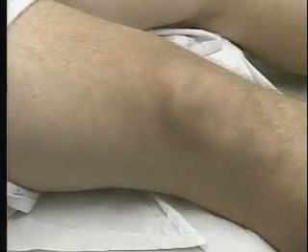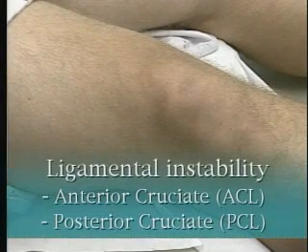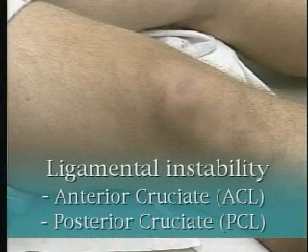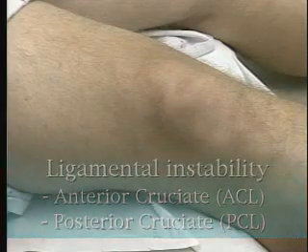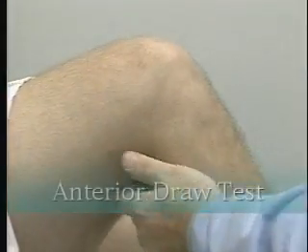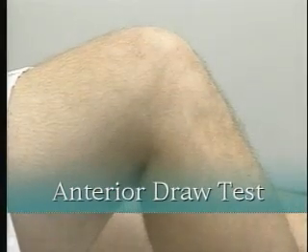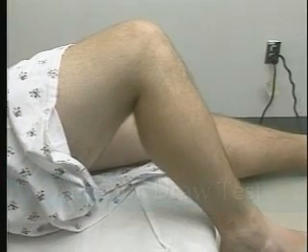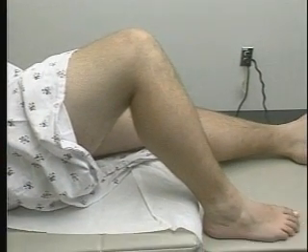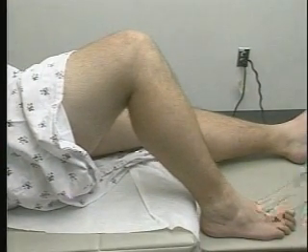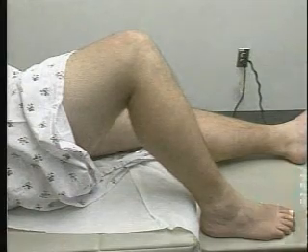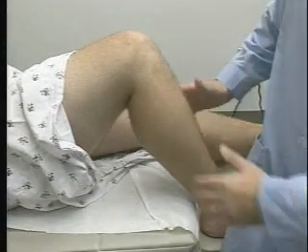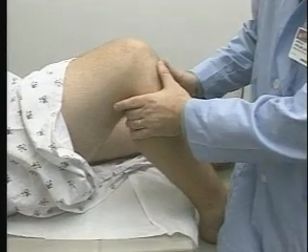After assessing for effusion, we'd like to, at this point, do special tests for ligamental instability. The first test I'm going to perform is known as the anterior draw test. The knee is bent in approximately 60 degrees of knee flexion. The foot is stabilized by the examiner sitting on the foot gently.